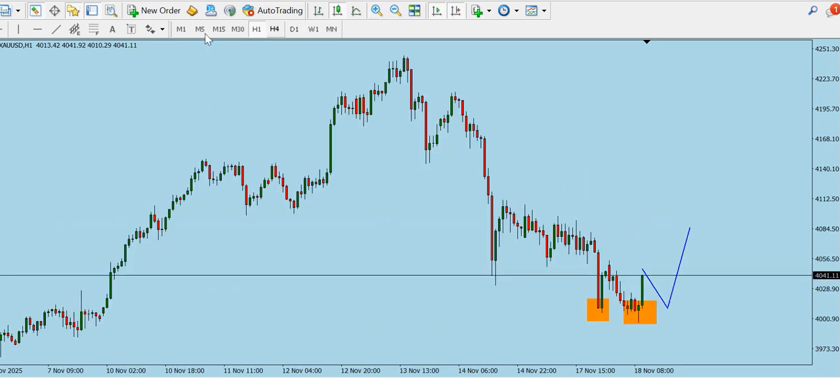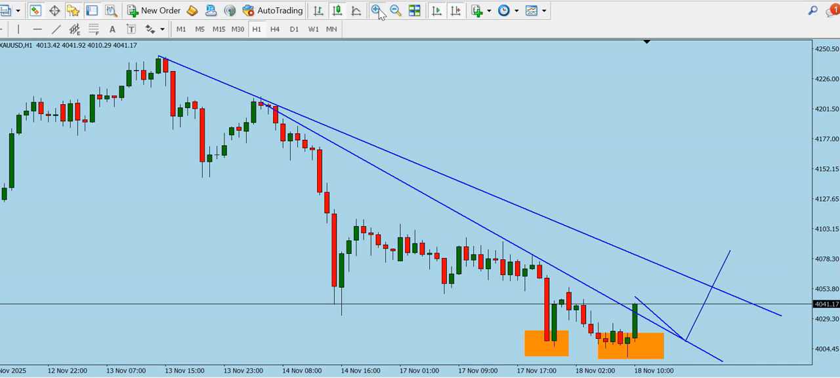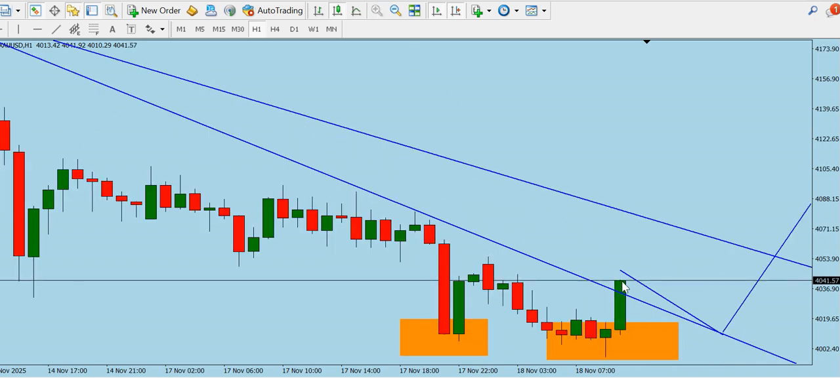On the 1-hour time frame, we can see that in line with the trend line, this is the descending trend line, and this is another side to it. Now this second side of the trend line has just been broken. Okay, and we see a break above this first trend line. Price might approach this second trend line and possibly drop.